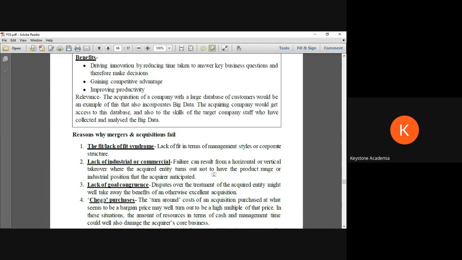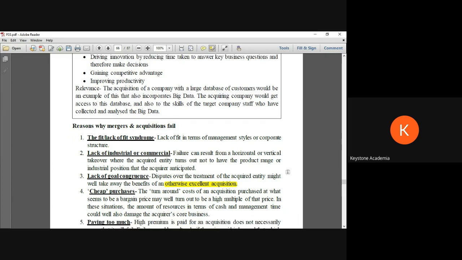Next is lack of goal congruence. Disputes over the treatment of the acquired entity might well take away the benefits of an otherwise excellent acquisition. Sometimes, especially if you are going for a share exchange, where some power is still held by the target company or its management, a lot of disputes will come in.